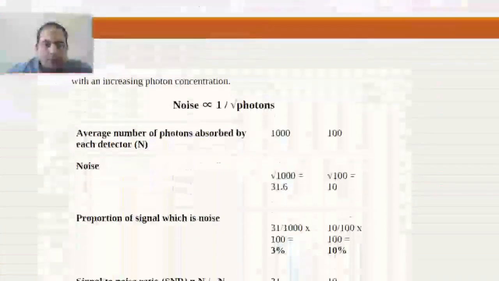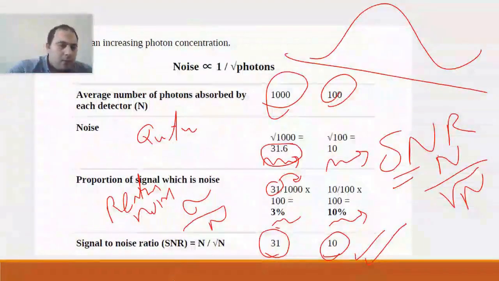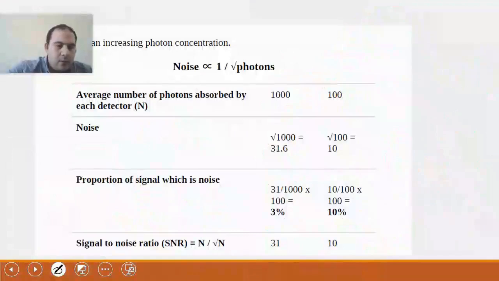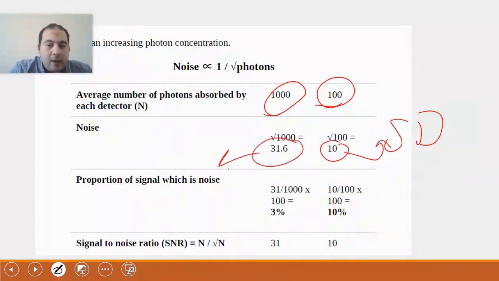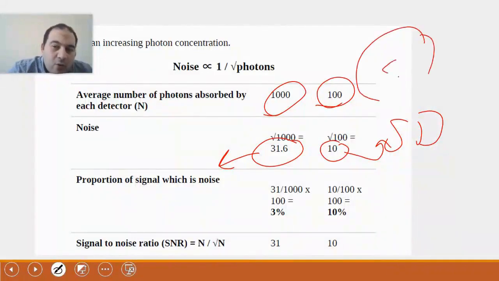Here in this example, here the number of photons is low, and here the number of photons is high. The standard deviation here is 10, and here it is 31.6. Is this what happens when you take a region of interest and find that a patient received a low dose? When you take the region of interest, do you find that the standard deviation is low with a low dose? No, you find that the standard deviation that comes out on the image is large, not small.